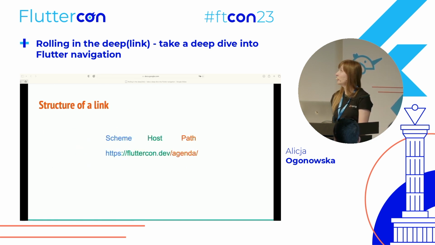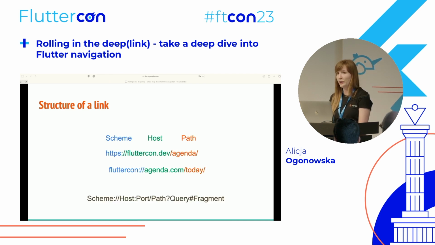We'll start with defining what a link actually is. Each link consists of a scheme, a host, and a path. And actually, this is also a link that consists of a scheme, host, and a path. It just uses a custom scheme. And in general, we can say that this is the structure of a link. It can also have a port, query parameters, and fragments, which point to a specific section of a website.